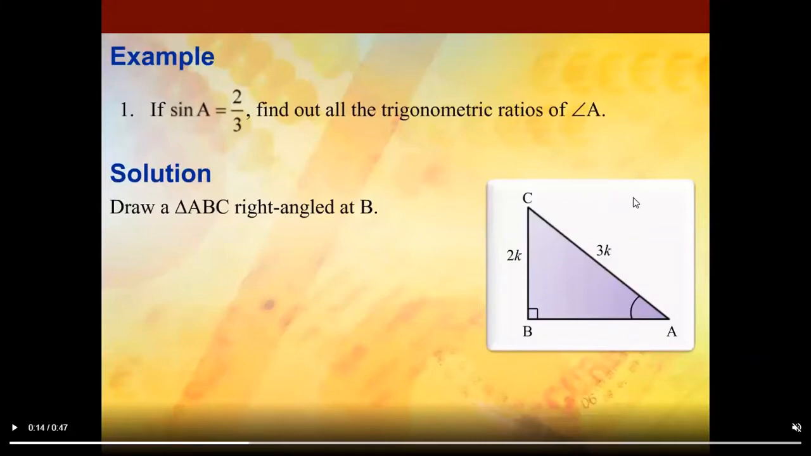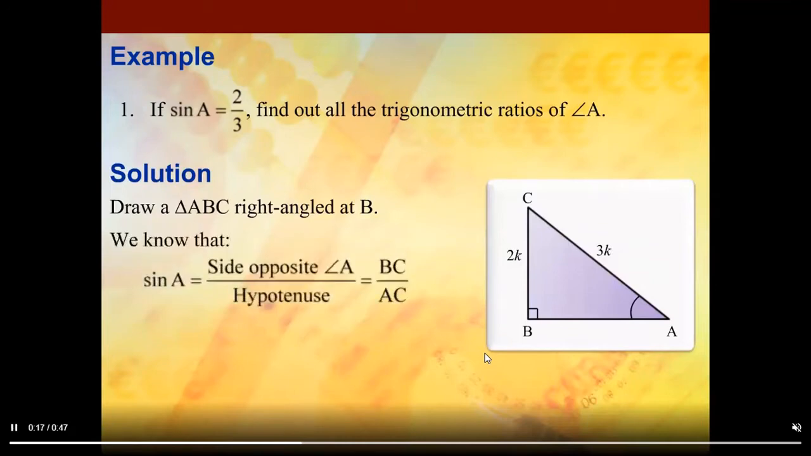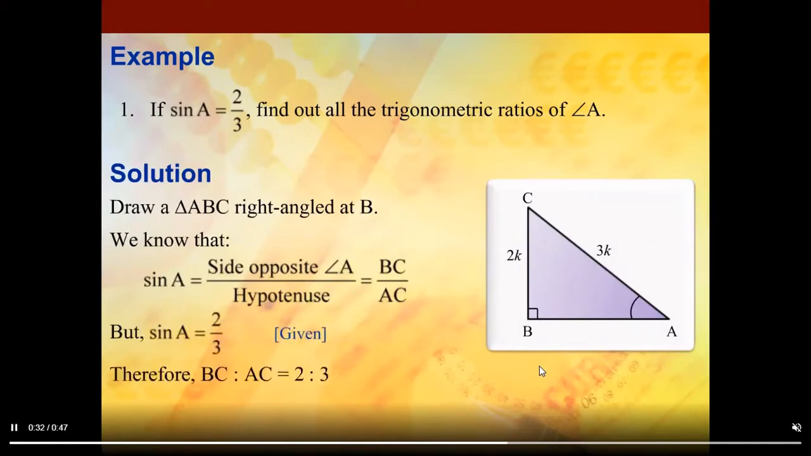So what is given here? Sine A is equal to 2 upon 3. What is the ratio of sine? Sine A is nothing but the side opposite to angle A, as I have taken angle A, divided by hypotenuse. That is nothing but BC by AC. Now sine A is given as 2 upon 3, so BC is to AC is 2 is to 3.